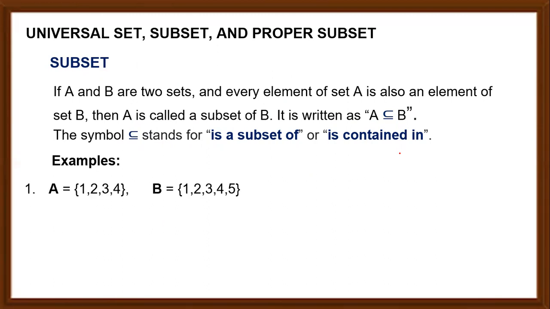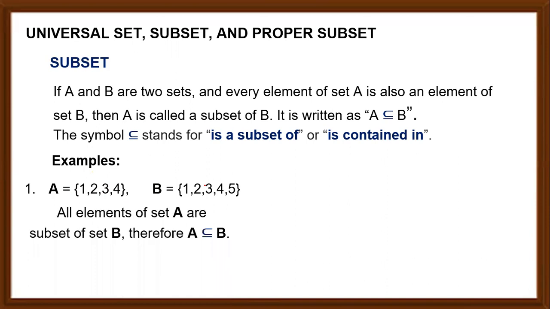Okay, example natin, we have set A, the elements are 1, 2, 3, 4. Set B, the elements are 1, 2, 3, 4, 5. If you are going to observe, yung elements ba ni set A na 1, 2, 3, 4, makikita ba doon sa set B? If that is yes, we can say that all elements of set A are subset or contained of set B. Therefore, the symbol is A is a subset of B.